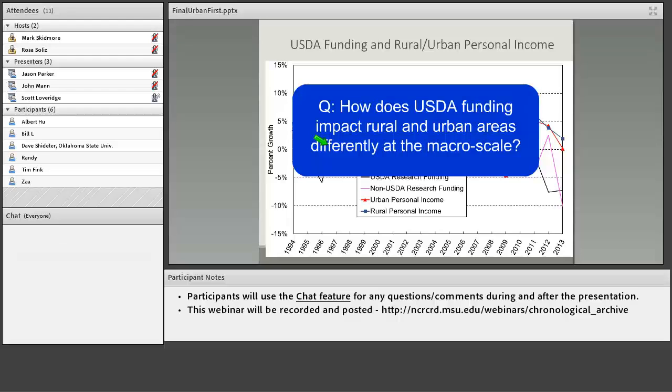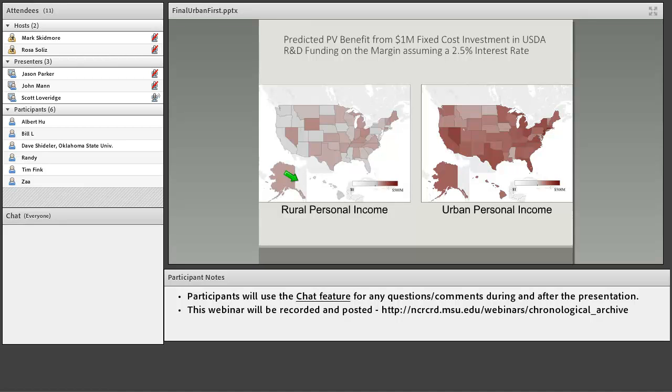So really the basic question is, how does USDA funding impact rural and urban areas differently at the macro scale, at the state level? We're looking at all the urban counties in a state and then all the rural counties in a state. And here's the bottom line. Here's what the model produces when you do the estimates and then calculate a predicted present value benefit from a $1 million investment by USDA in a particular state. So what's the marginal impact of that going forward, assuming a 2.5% discount rate?